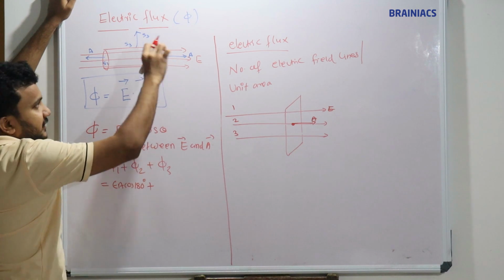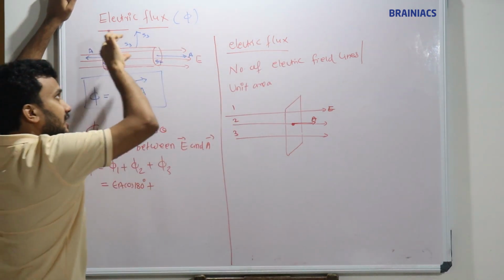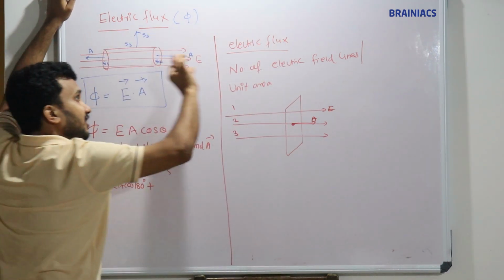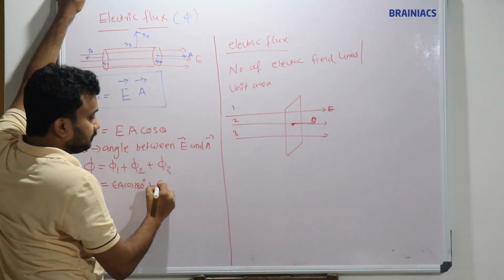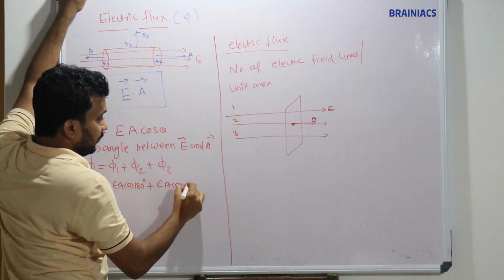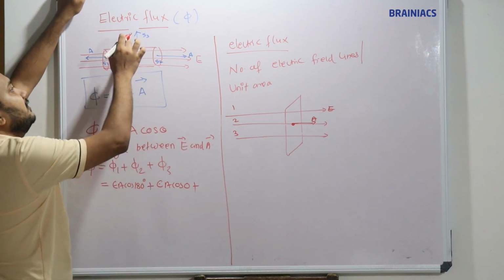Second one, phi 2. Phi 2 means this surface. The electric field is like this, and the area vector is also like this. Both are in the same direction. So what is the value of theta? Theta equal to 0 degrees in this case. And the third surface, S3.